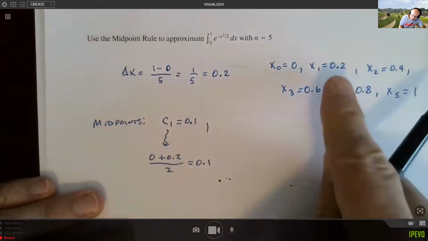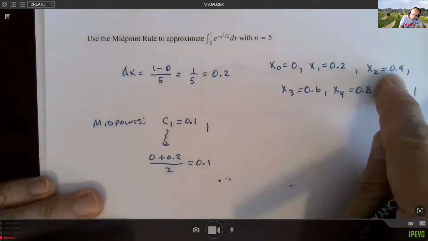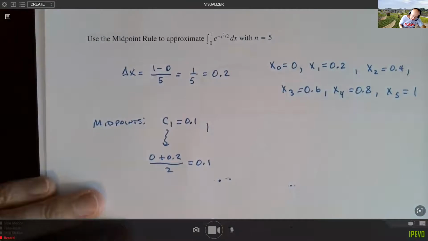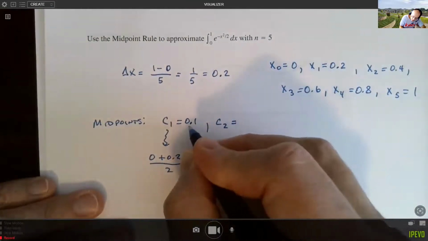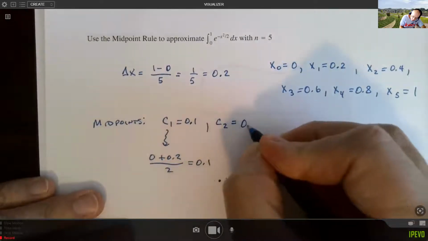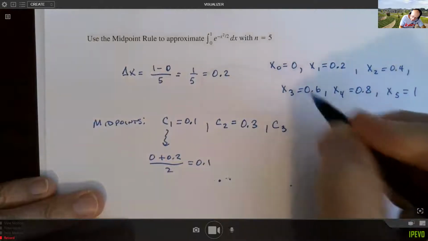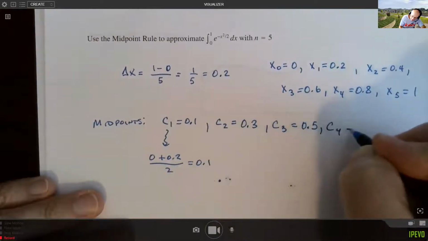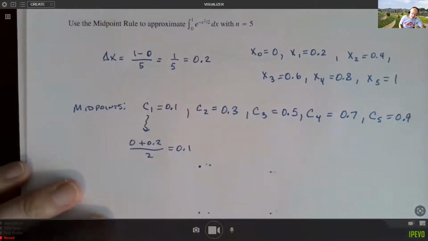And you can do the same thing for C sub 2, halfway between 0.2 and 0.4, which would be 0.3. 0.2 plus 0.4 divided by 2 is 0.3. Or you can just note that these are all going to be delta x apart. So 0.1 plus 0.2 is 0.3. That gives me the same thing. C sub 3, halfway between x sub 2 and x sub 3, add 0.2 more is 0.5. And C sub 4 is 0.7, and C sub 5 is 0.9. So that's a way to get those midpoints.